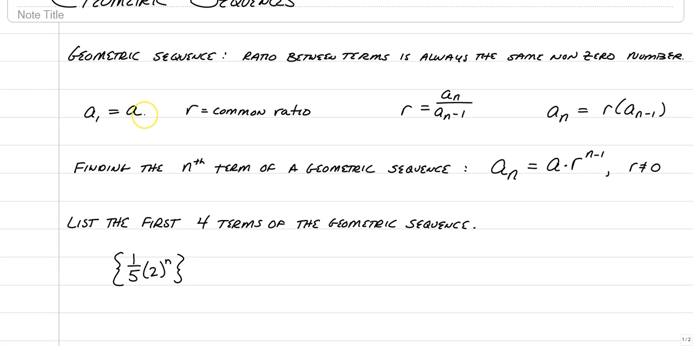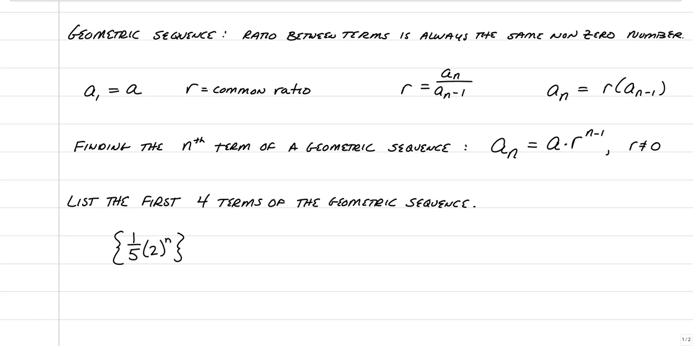Same thing, a sub 1 is the same as a, it's your initial term. R represents the common ratio. Ratio is equal to the term divided by the term before it, which makes sense. And of course, one of the formulas for a sub n is the ratio times the previous term. All right? Now, if we're looking to find the nth term of a geometric sequence, our formula is a sub n is equal to the first term times the ratio raised to the number of terms minus 1, and of course the ratio cannot be 0.